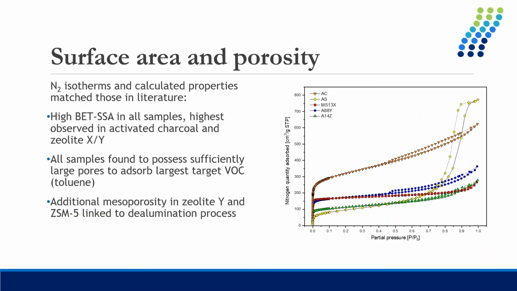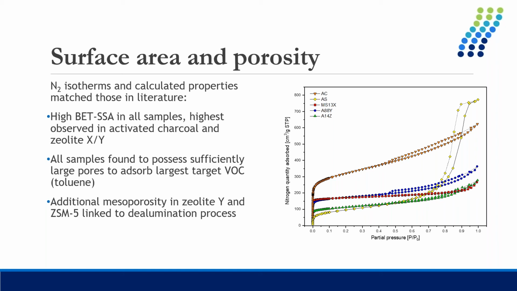So here are the nitrogen isotherms for the 5 materials. I'll quickly go over what their names mean, just because it's going to be used a fair amount. So AC is activated charcoal, AS is amorphous silica, MS13X is molecular sieve 13X, and A88Y and A14Z are zeolite Y and ZSM5. So all samples were found to have high BET surface areas, typically above 300 meters squared per gram. And the highest observed was activated charcoal, which was around 1200, followed by zeolite X or molecular sieve 13X and zeolite Y.